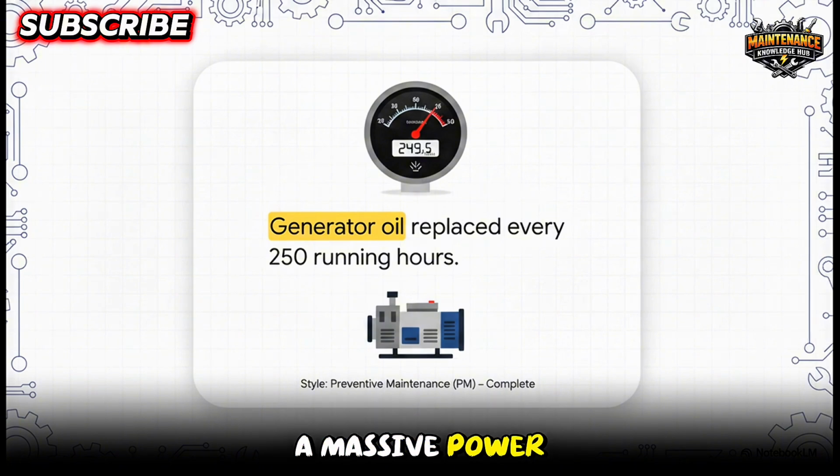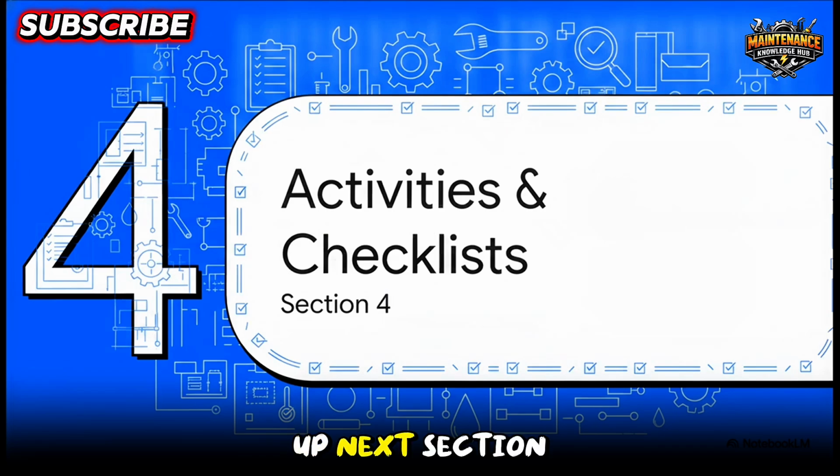But if there's a massive power outage and it runs continuously, you might hit that 250-hour mark in just a couple of weeks. The actual wear and tear triggers the maintenance. Up next, Section 4, key activities and checklists.